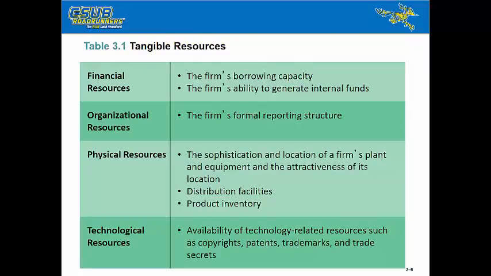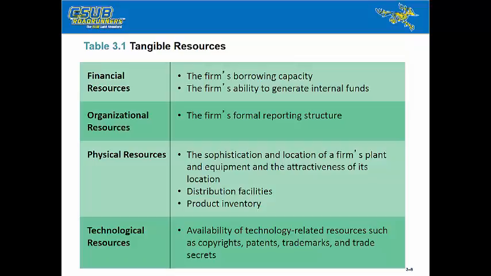So there's a lot of different resources that you can look at for a VRIO analysis. You could look at financial resources, so things like the firm's borrowing capacity or the ability to generate funds internally from sales and revenue. You could look at organizational resources, so the formal reporting structure of the company. You could look at the physical resources of the company, so location of a plant, or maybe the sophistication and innovativeness of the manufacturing plant. Perhaps your distribution facilities or the inventory of product that you maintain.